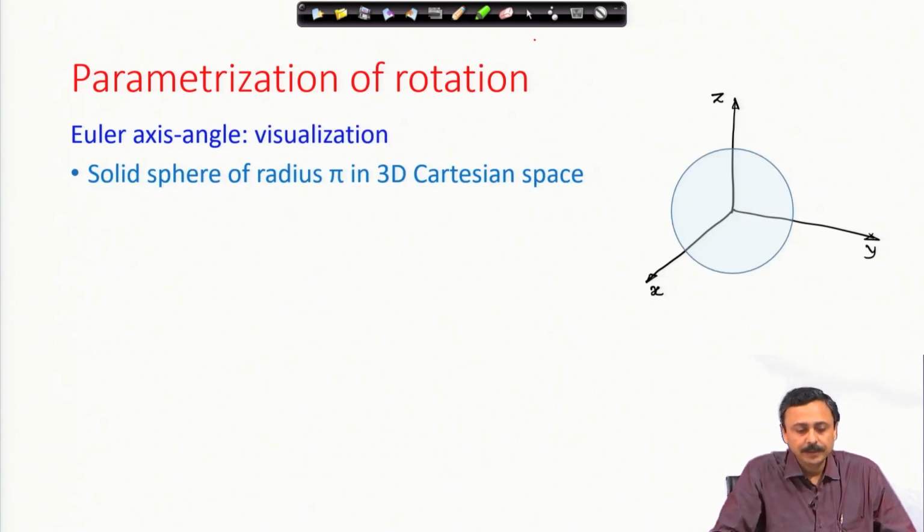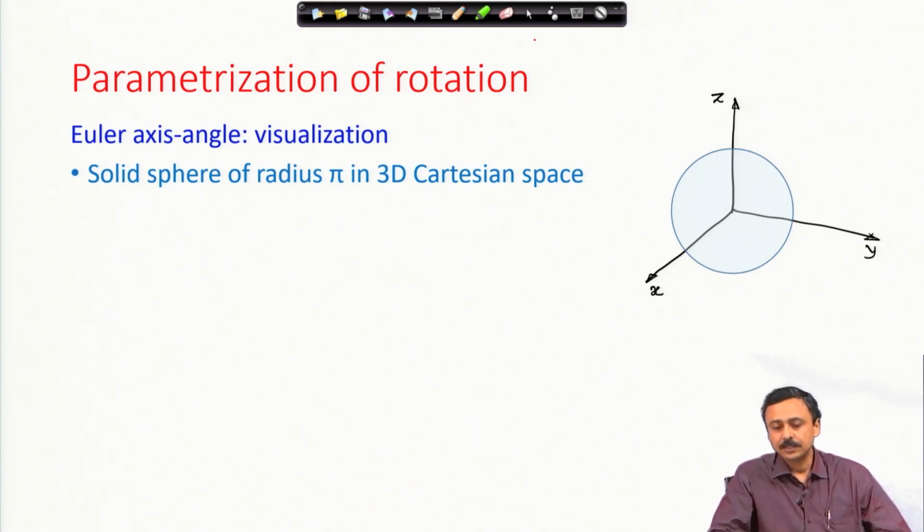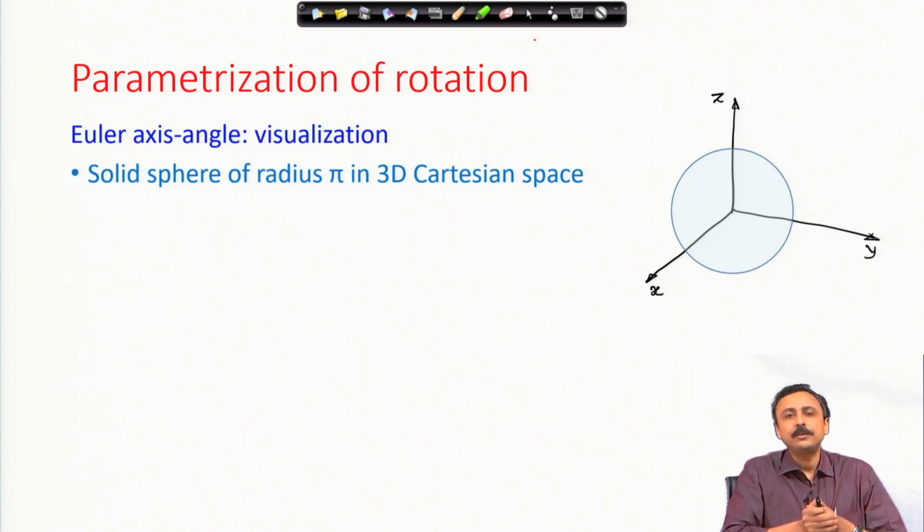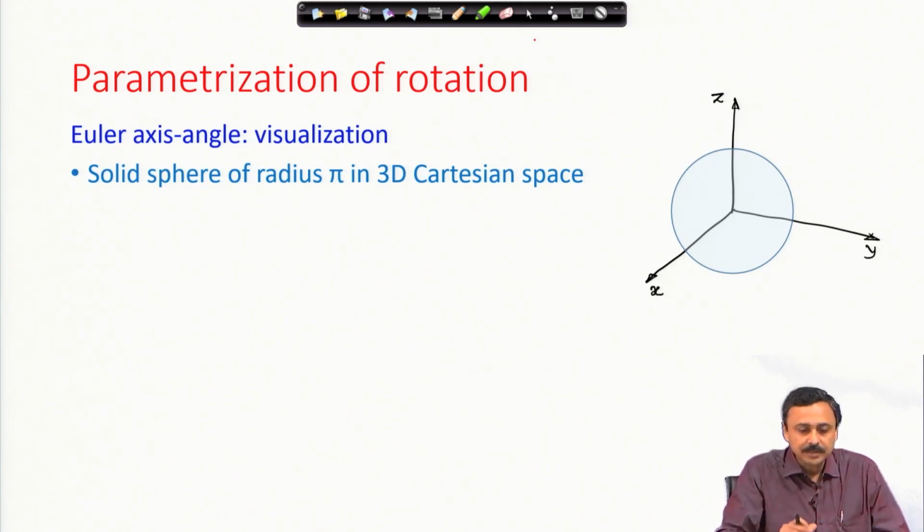Now, let us look at the visualization of Euler axis angle. Consider a solid sphere of radius pi in 3-dimensional Cartesian space. What I am trying to get at is visualizing rotation. Normally, we visualize the path of a particle or the motion of a rigid body as the motion, let us say, of the center of mass, but we do not have a very clear visualization of rotation. How do I understand these 3 angles? How do I visualize a path? This Euler axis angle theorem helps us to visualize this.